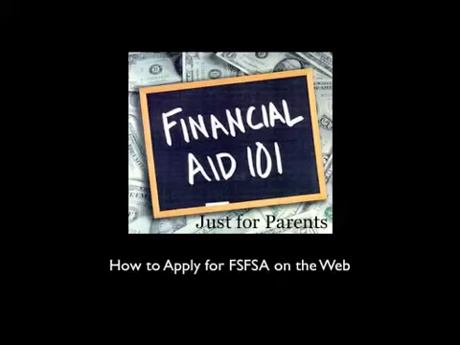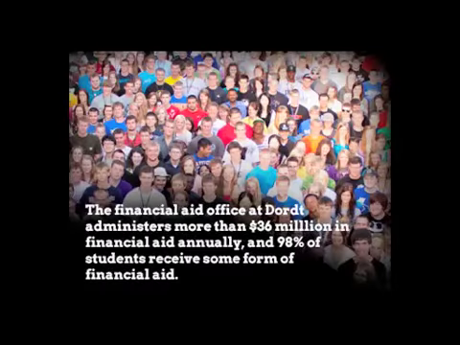So let's get started. The Financial Aid Office at Dorrit administers more than $36 million in financial aid annually, and 98% of students receive some form of financial aid. So more than likely, this will be you. You will be considered that 98% of students that will receive some form of financial aid.